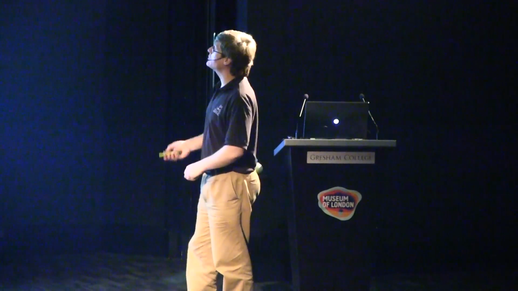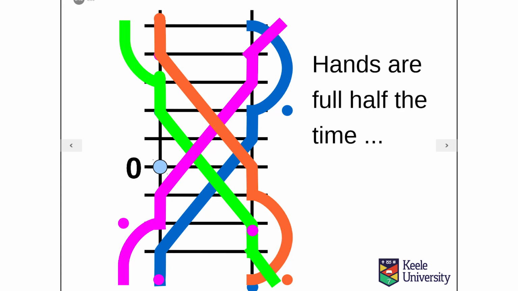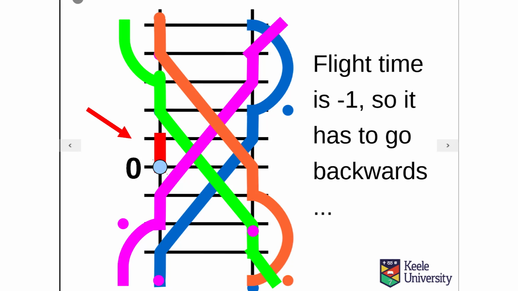The 4, as you remember, bounces in the hand. So the 4s bounce in the hands. How often are my hands full? Half the time. I need a juggling ball here. Its cycle time will be 0. What will its flight time be? -1. It has to go backwards.